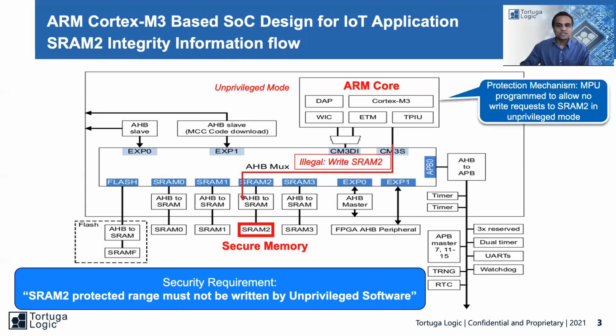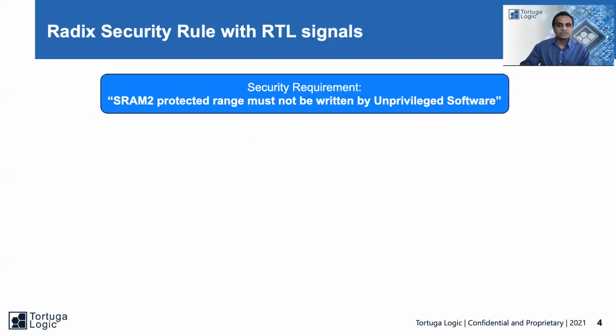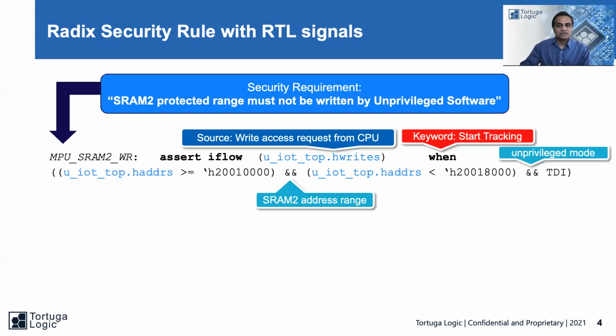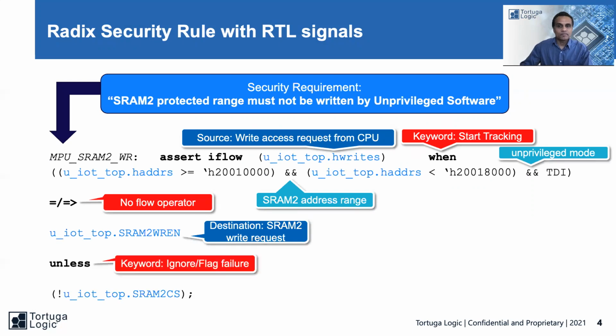Firmware enforces this security requirement by programming the memory protection unit in the ARM core to prevent write requests to the SRAM2 in unprivileged mode. Now let us convert the security requirement to a Radix rule with RTL signals. The write request from the ARM core is tracked when the destination is SRAM2 and is made in unprivileged mode. Such a write request should not assert the write enable for the SRAM2 unless the SRAM2 is not selected.